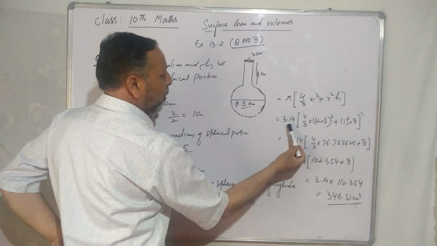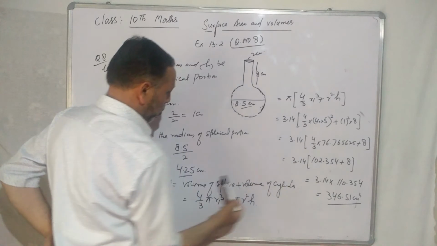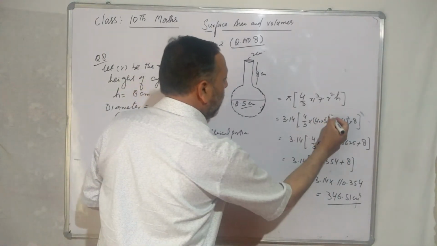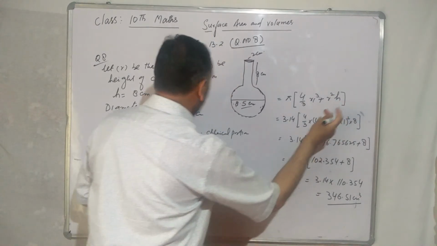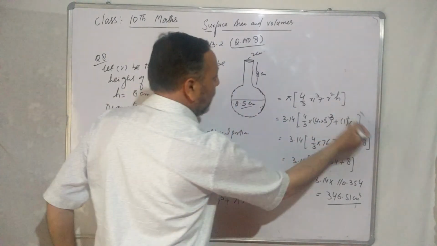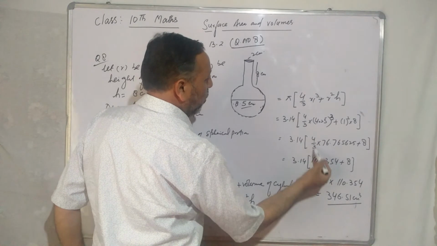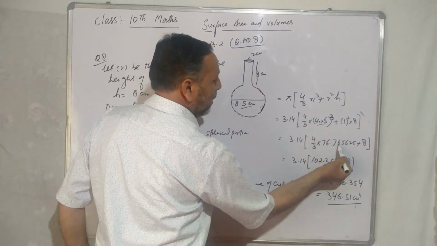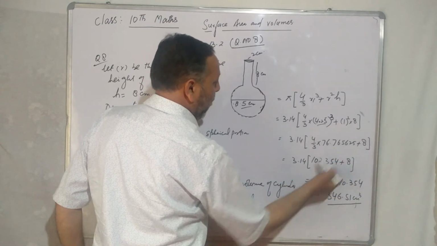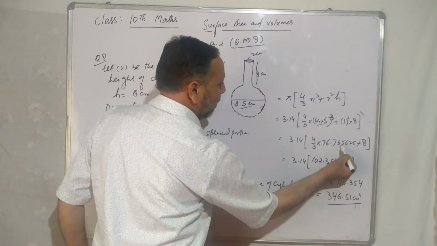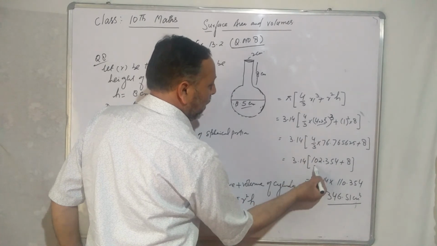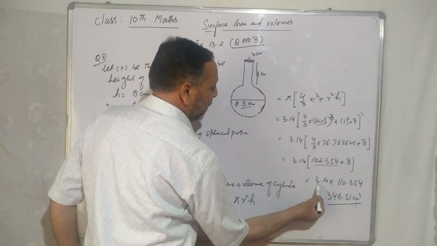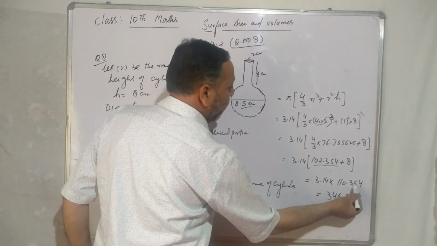Pi is 3.14. 4 by 3, R1 is 4.25, 4.25 whole cube, plus r is 1 into h is 8. It is 3.14 times 4 by 3 of 4.25 whole cube. 4.25 whole cube is 76.765625. So when we calculate this, 76.765625 divided by 3 becomes equal to 102.354, plus 8. So it is 3.14 into 110.354.